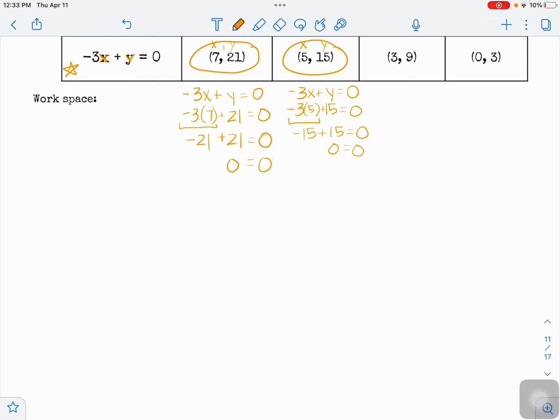Let's try 3 and 9. Negative 3x plus y equals 0. That's my original equation. Negative 3 times 3 plus 9. Just substituted my x and my y. My PEMDAS would say negative 9 plus 9. And indeed, negative 9 plus 9 is 0. This point is also on the line. Oh my goodness, maybe we're 4 for 4. Let's try this last one.